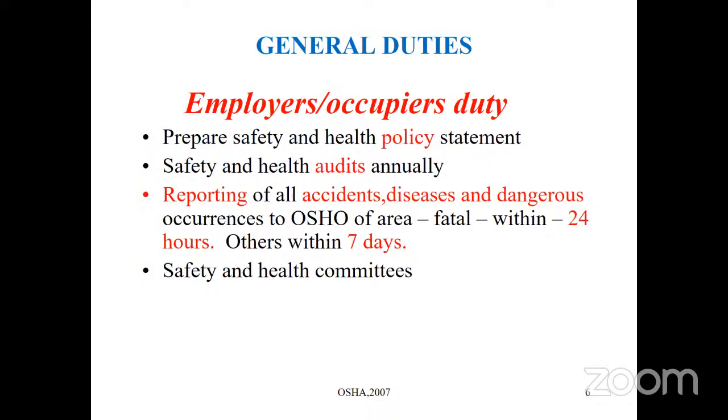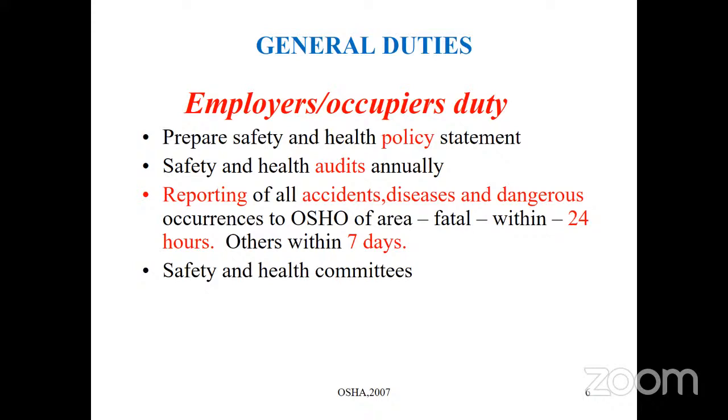And then it is the duty of an employer to report accidents, diseases, and dangerous occurrences to the occupational safety and health officer of that area. If it is fatal, it is supposed to be notified to our offices within 24 hours. The employer can call the officer, even on a Sunday or a Saturday, within 24 hours. You are supposed to have the contacts of your area officer. If it is non-fatal, it is supposed to be reported within 7 days.